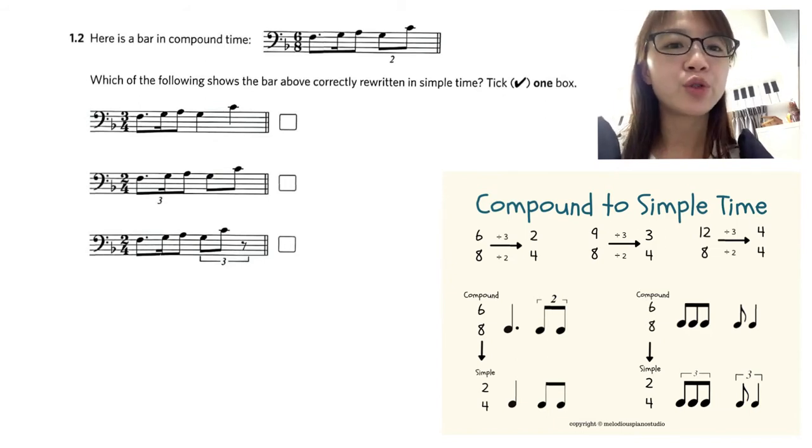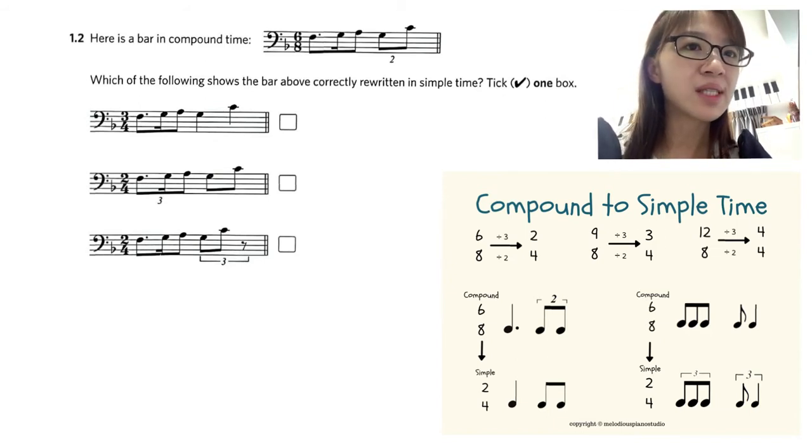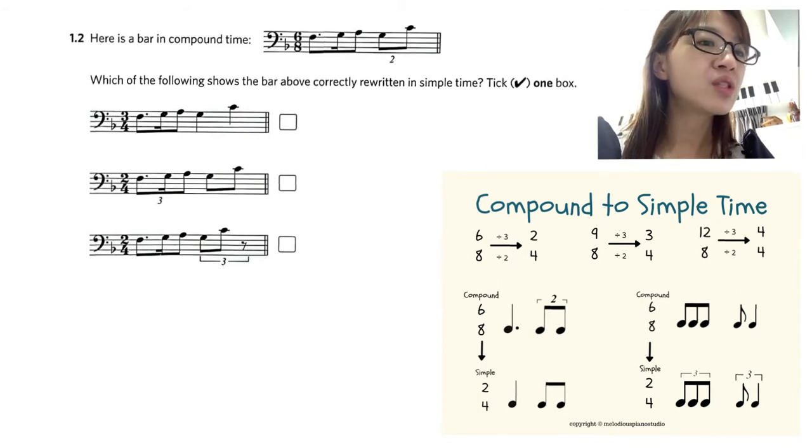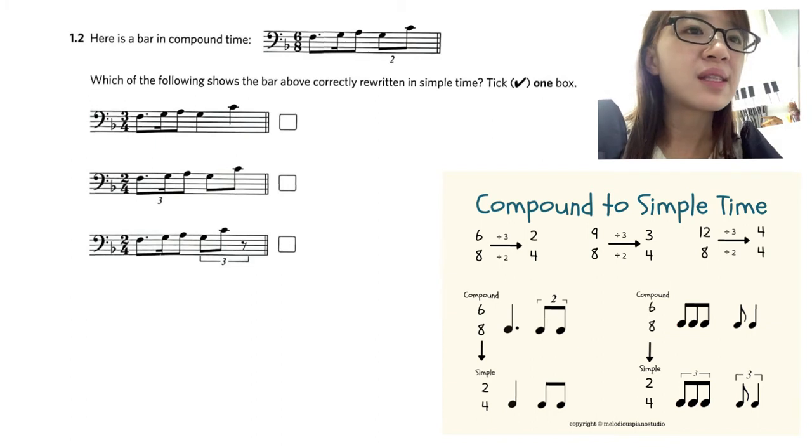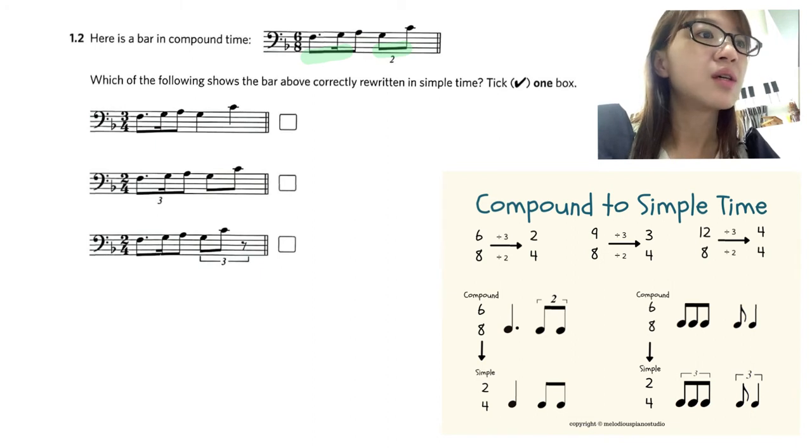For question 1.2, here is a bar in compound time. You have to change to simple time. So what's the formula from compound time to simple time? Use the formula divide by 3, divide by 2. So 6, 8 divide by 3, divide by 2, you get 2, 4. In other words, you can think that 6, 8 is 6 quavers. You have 2 groups. This is the first group. This is the second group. So 2 dotted crotchets, you have to change to 2 crotchets.